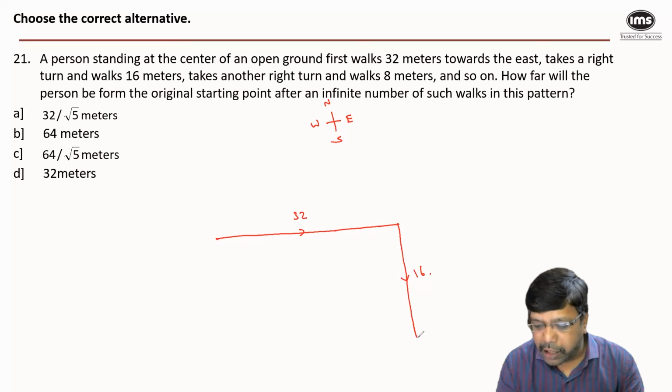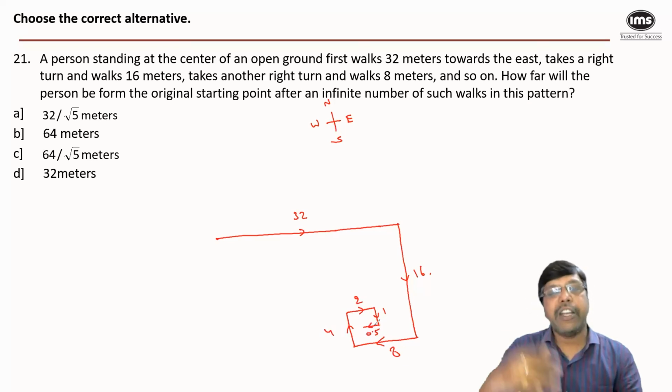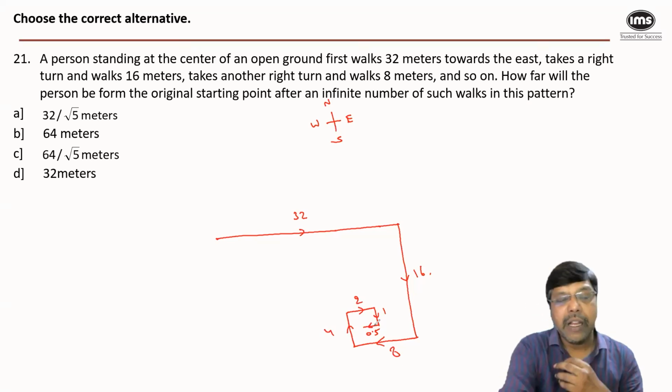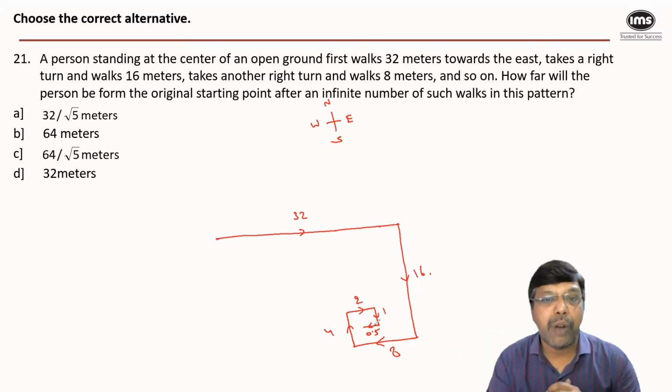Takes another right turn, walks 8 meters. And so on, which means again he takes a right turn, now walks only 4 meters. Again a right turn, walks only 2 meters. Again a right turn, 1 meter. Again a right turn, 0.5 meters, and it goes on to infinity. Now, how far will the person be from the original starting point after an infinite number of such walks in the pattern?